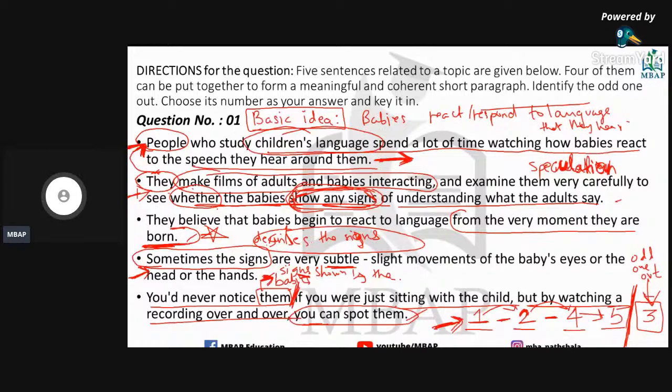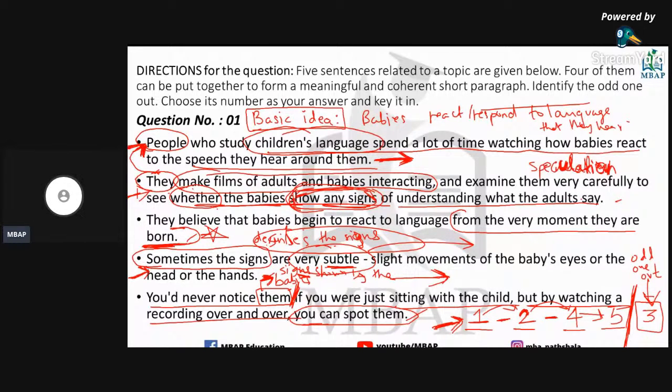So sentence 3 talks about the signs shown by the babies. And what does the author say? That these signs are very subtle. What is the meaning of the word subtle? Subtle means not very clear. It's sort of an underlying sign. So you need to have an eye for detail. We say that, right?